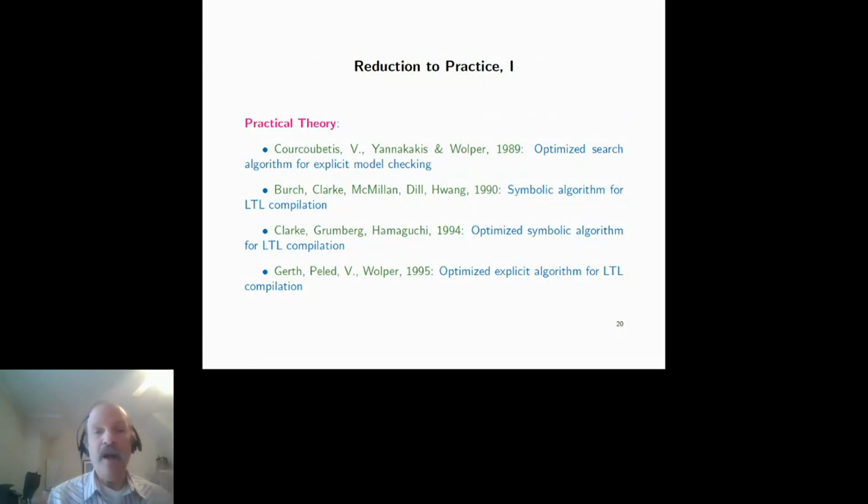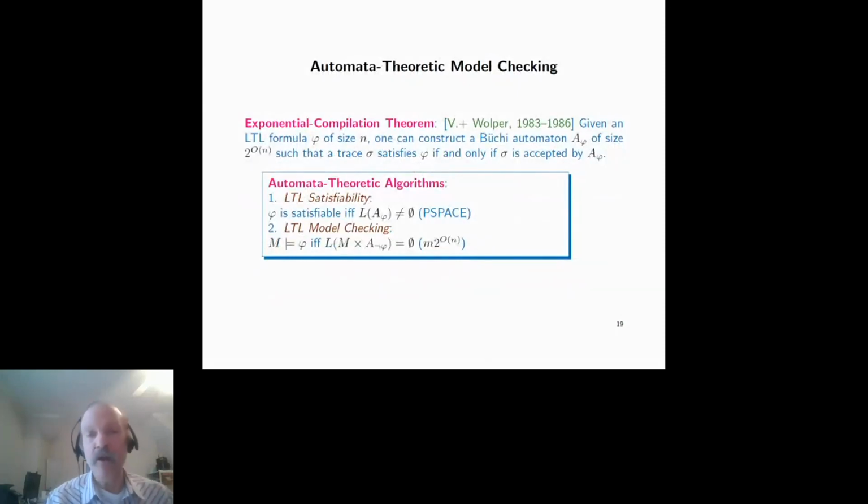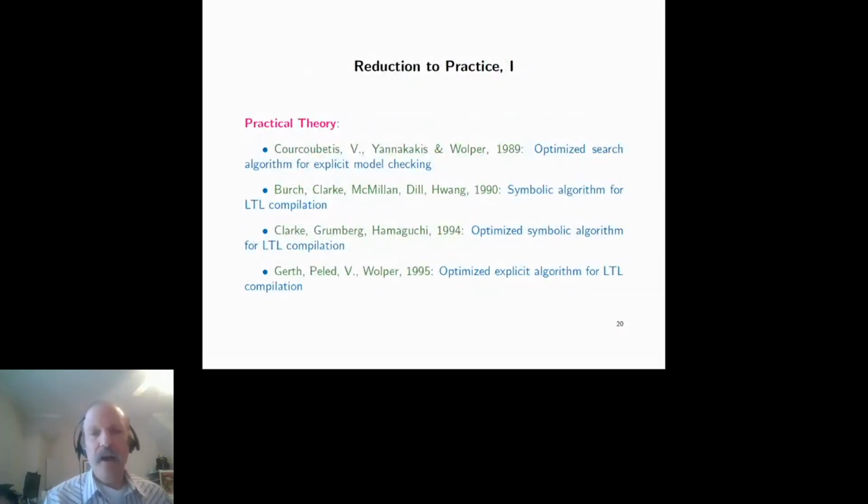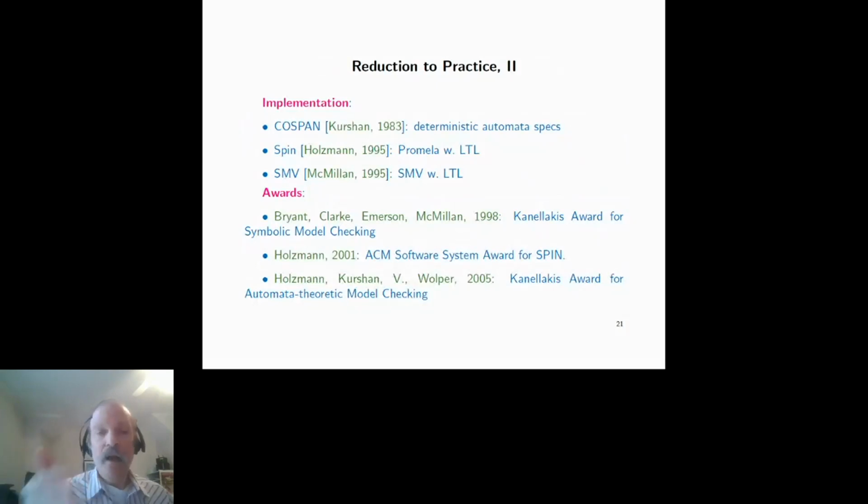So: optimized algorithms for model checking, symbolic algorithms, optimized explicit algorithms. How do you deal with the compilation? It's exponential, can you optimize it? Lots of work, lots of heuristics were developed. And so I would say by the mid 90s, it turned out that this mathematically elegant approach is also practically useful. And indeed, Bob Kurshan started building model checkers in the 80s. They were based on deterministic automata, and by the mid 90s, you could extend them with LTL.